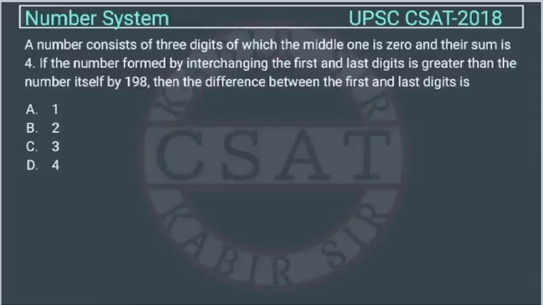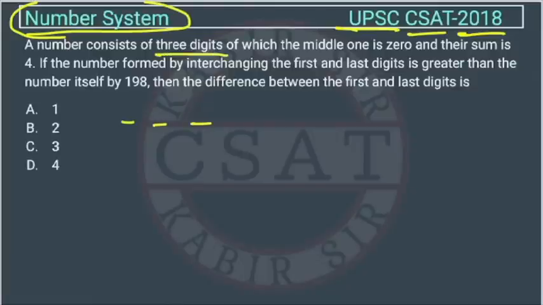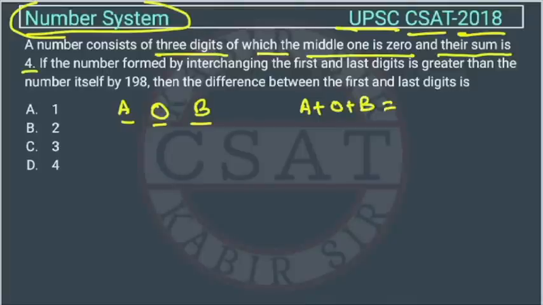This is a question from number system chapter asked by UPSC in CSAT exam of 2018. A number consists of 3 digit, कोई नंबर है उसमें 3 डिजिट है, फर्स्ट सेकंड थर्ड, राइट, ऑफ विच द मिडिल वन इज 0, मिडिल में 0 आएगा, एंड देयर सम इज 4। अब इनका जो सम है, सपोज यहाँ पे ए है और ये बी है, राइट, सो सम में ए प्लस 0 प्लस बी, राइट, sum is 4, so we can write a plus b is equal to 4.